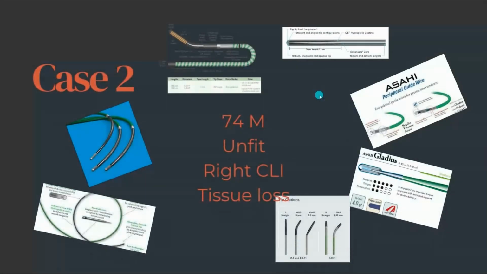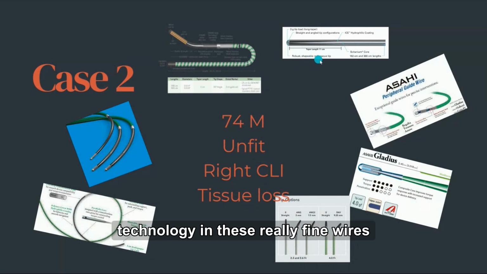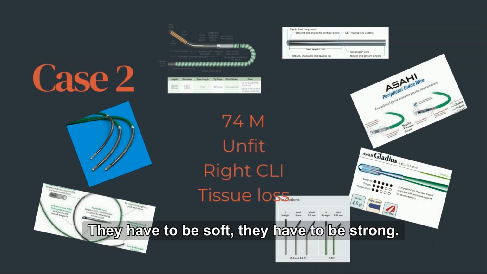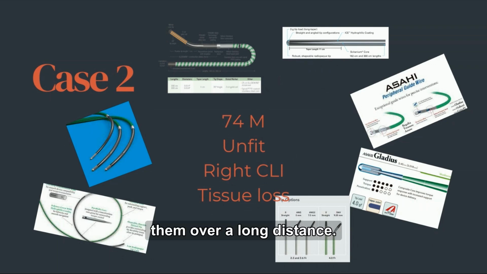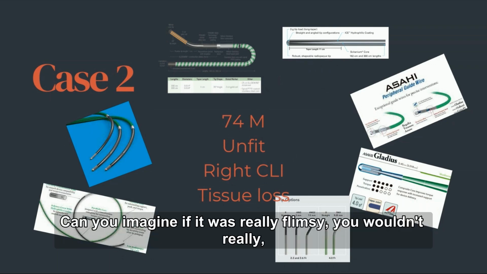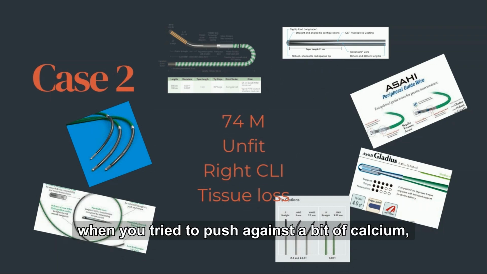I mean, these are just a few examples that I could find. So there's a lot of technology in these really fine wires that we use down in the tibial arteries. They have to be soft, they have to be strong, we have to be able to push them over a long distance. You can imagine if it was really flimsy, when you tried to push against a bit of calcium, it wouldn't go anywhere.